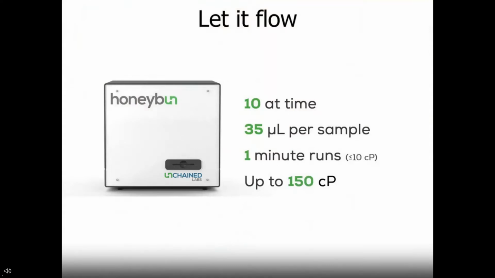Honeybun is the only rapid viscosity system built to solve these problems. Honeybun can take 10 samples at a time and in just a few minutes get viscosity data. It does this using only 35 microliters for each sample, and samples up to 10 centipoise will run in less than 1 minute, and Honeybun can run a full range from 0.5 to 150 centipoise. To prep your sample only takes minutes since all you have to do is pipette it into the consumable and work through the quickest software steps you've ever seen.